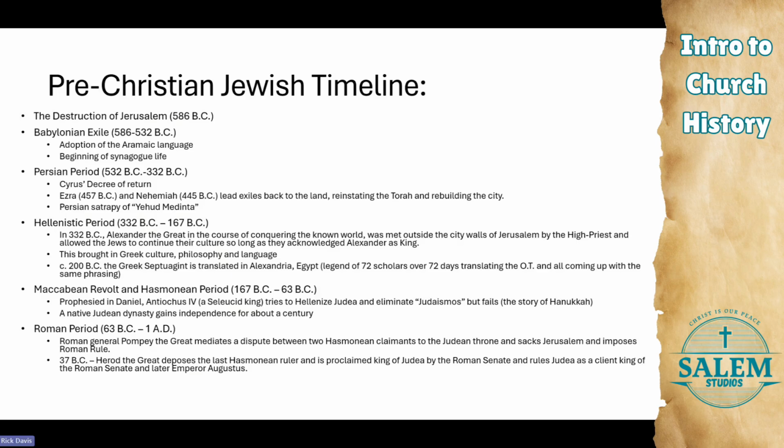In the year 37 BC, Herod the Great comes to power, and I believe he was married to a Hasmonean princess, and he deposes the last puppet ruler that the Romans had set up, and he is proclaimed king of Judea by the Roman Senate and rules Judea as a client kingdom of the Roman Senate and later of the Emperor Augustus himself.